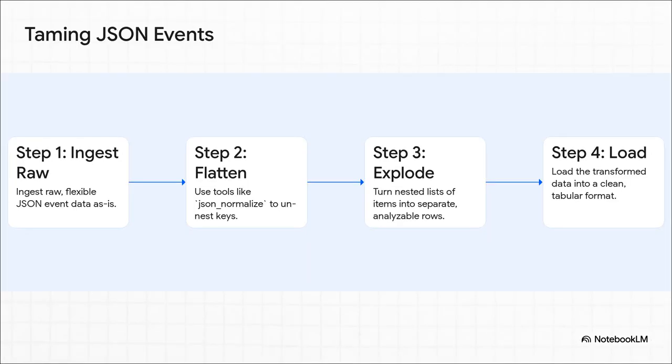Well, we use this really clever pattern called schema-on-read. With structured data, the schema comes first. Here, it's the opposite. We ingest the flexible, sometimes messy JSON first, and then we apply structure to it only when we need to analyze it. This means doing things like flattening out those nested keys and exploding the list of items so that each one gets its own row. We're basically creating order from chaos, but on our own terms.